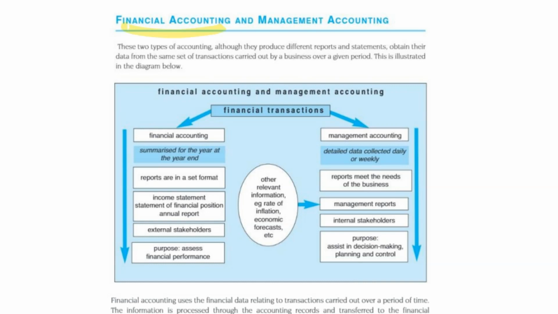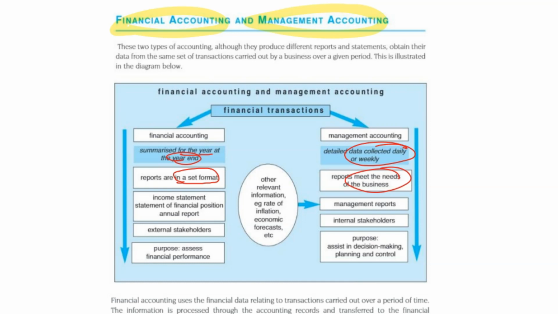Popular topic: financial accounting versus management accounting. Let's go over this picture first. Financial accounting is summarized for the year at the year end, but management accounting is on a weekly or daily basis. Financial accounting has a set format, like sales, less cost of goods sold, less expenses. It doesn't have any set format in management accounting.